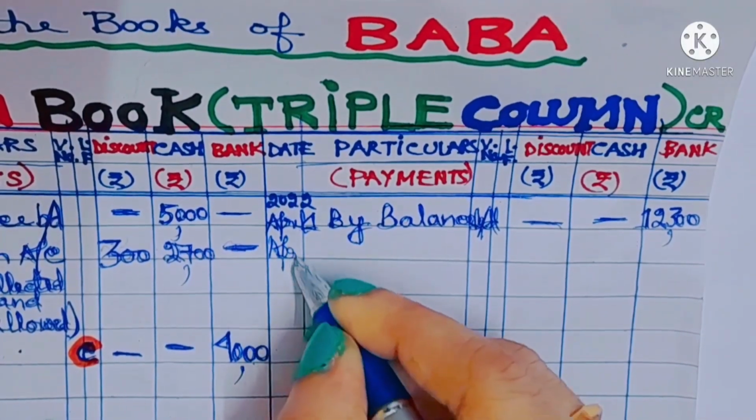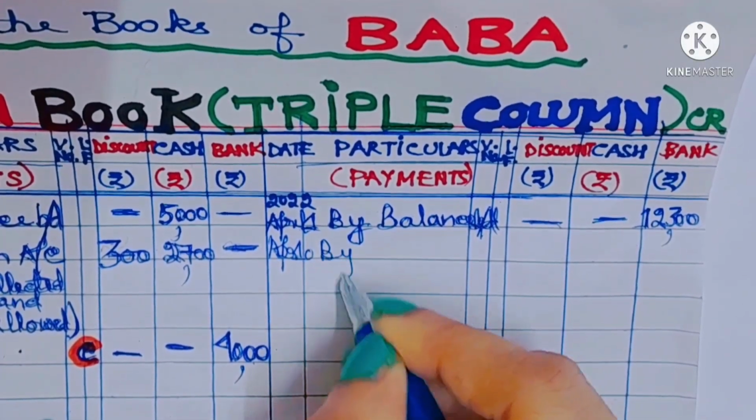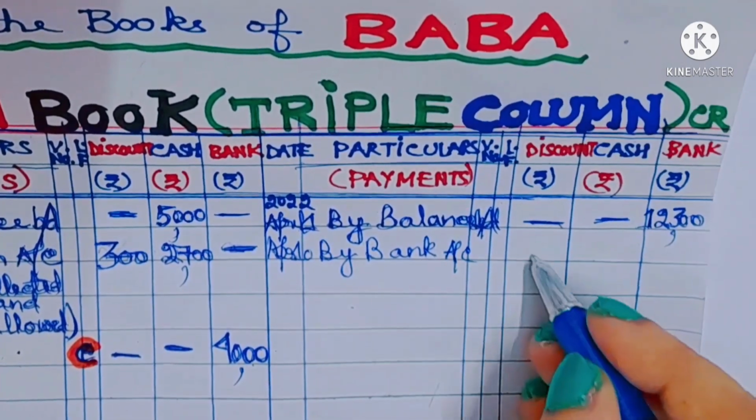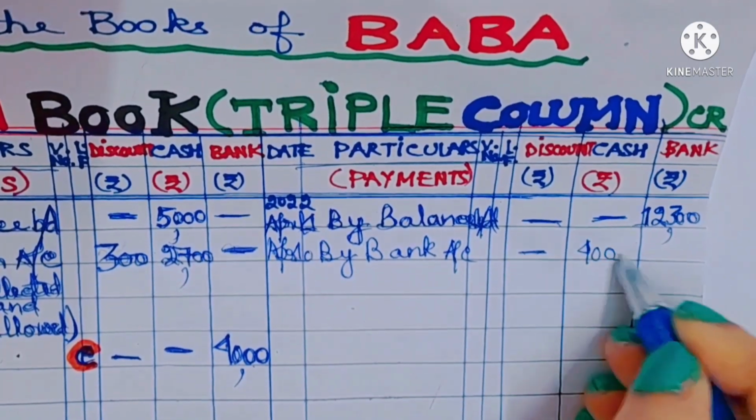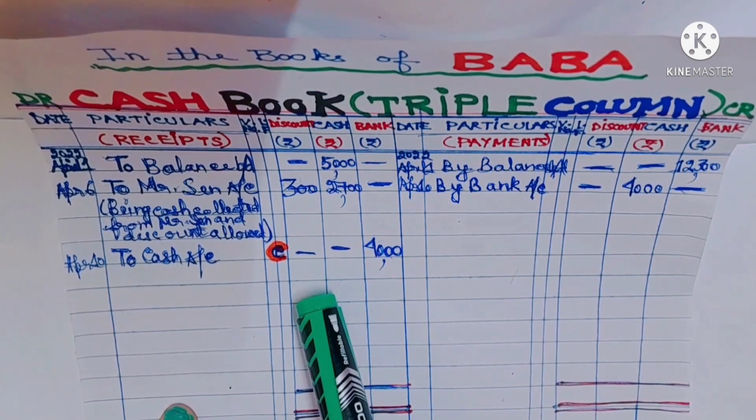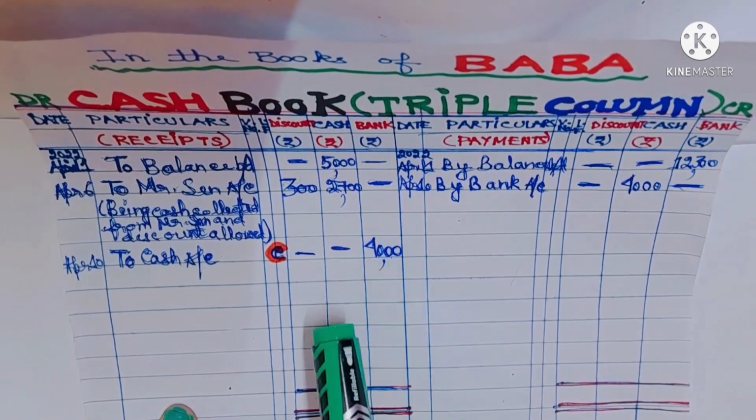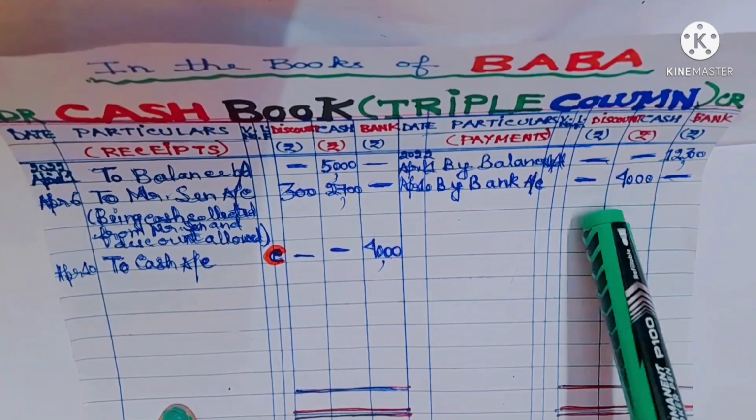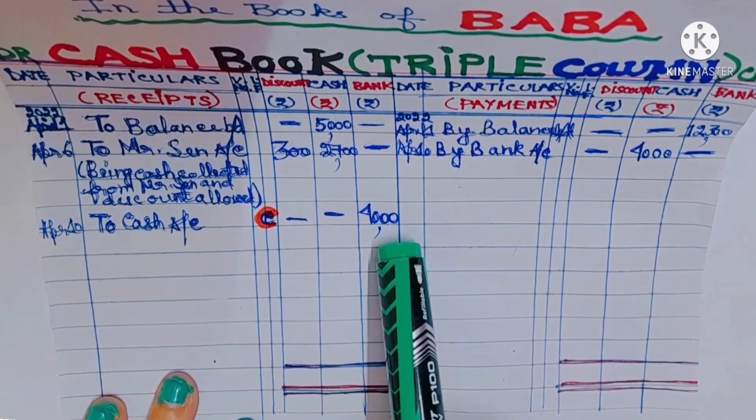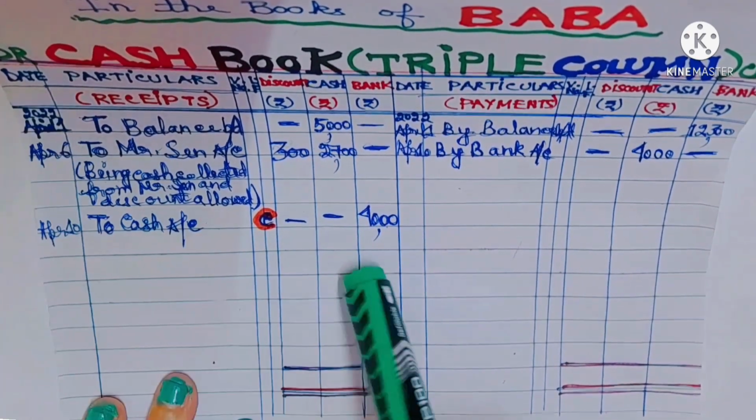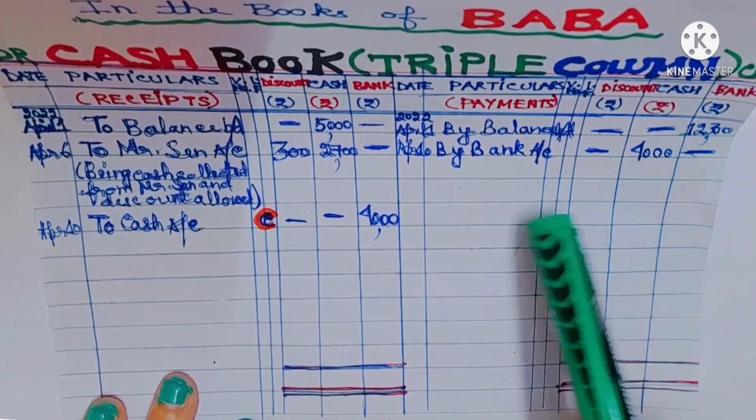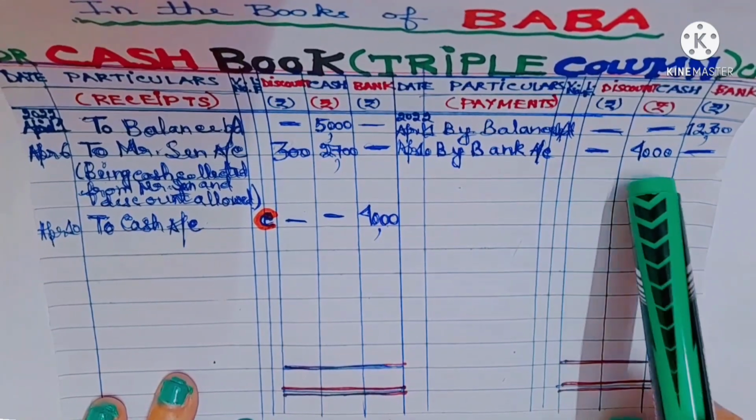On 10th April, by bank account, in the cash column, 4,000. Same amount. See, on the debit side, 4,000 is recorded in the bank column, and on the credit side 4,000 is recorded in the cash column. The same amount 4,000 is recorded on the debit side in the bank column, and on the credit side the same amount 4,000 is recorded in the cash column.